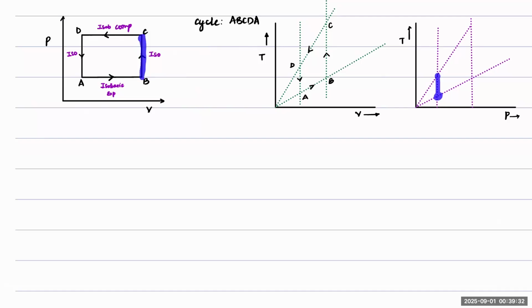If pressure increases, what should happen to the temperature? Temperature should also increase, and that is what we are noticing. From here, the temperature is rising up. And after that, we should again get a constant pressure. This is a constant pressure graph.